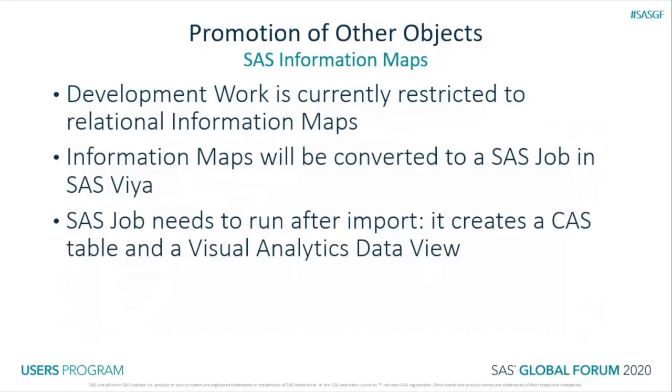Information maps will be converted to SAS jobs in SAS Viya. After you have imported the information map, the SAS job needs to run. It creates a CAS table and a Visual Analytics data view. So the Visual Analytics data view especially contains, for example, the calculations that are being made within the information map.